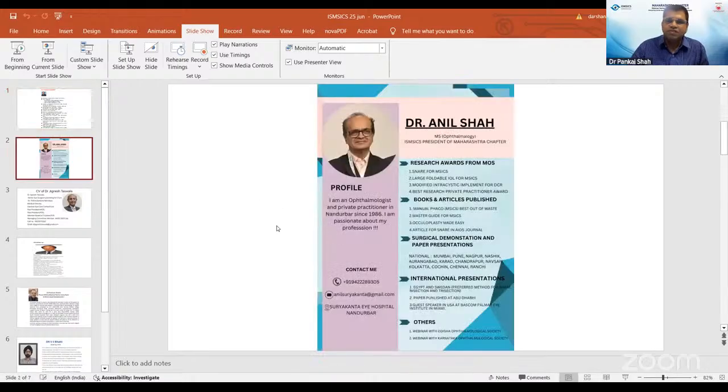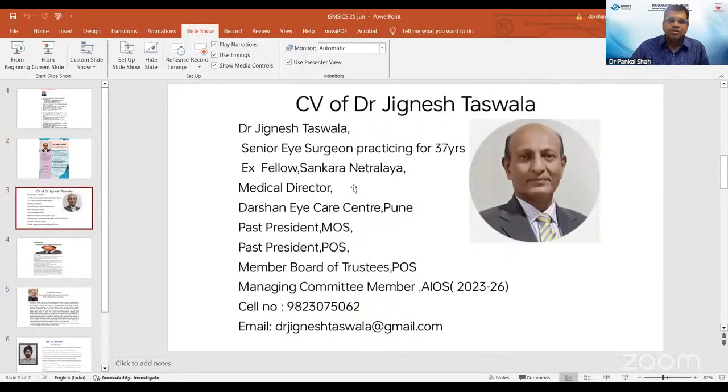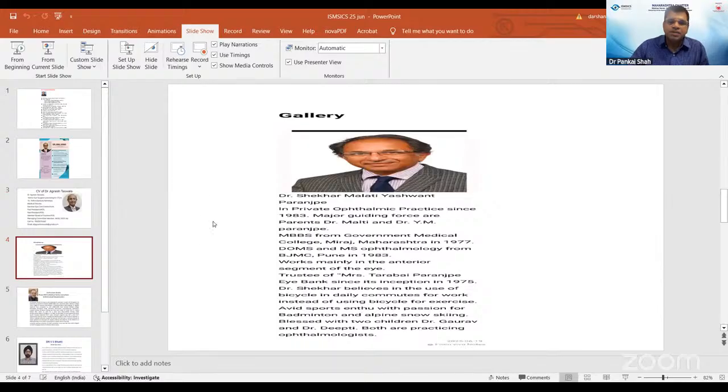Next chairperson we have Dr. Anil Shah sir. He is from Nandurbar and President of the ISMICS Maharashtra chapter. And we all know that he has many awards from MOS also for his snare, large foldable IOL for MSICS, modified intracapsular implants, and the best research private practitioner award to his name. We come to our third chairperson today, Dr. Jignesh Taswala from Pune. He is a past president of MOS, past president of POS, and he's a managing committee member of AIOS also.